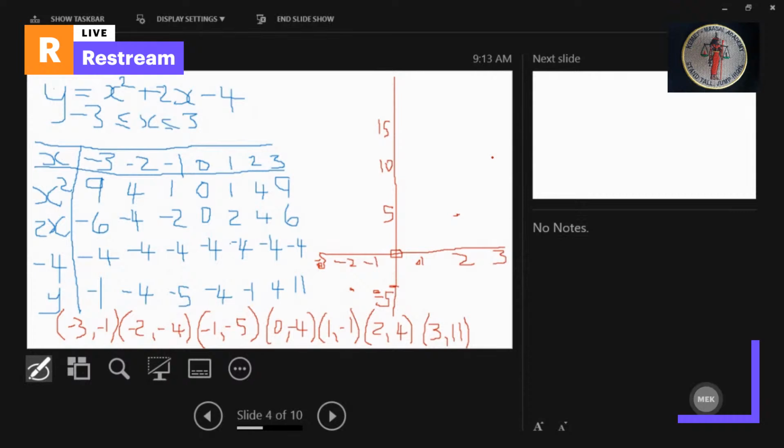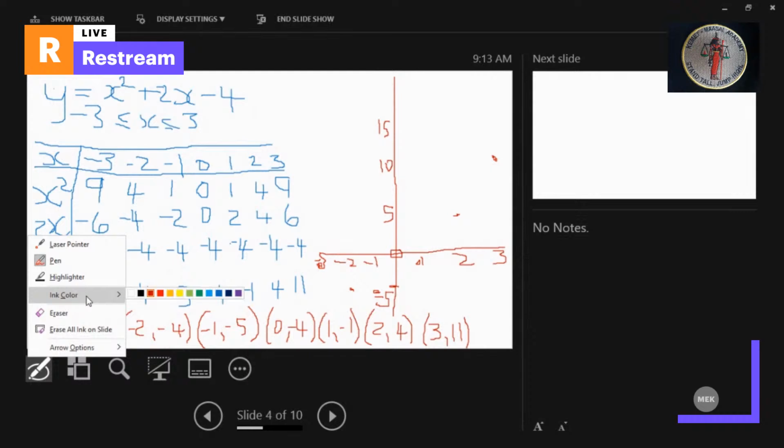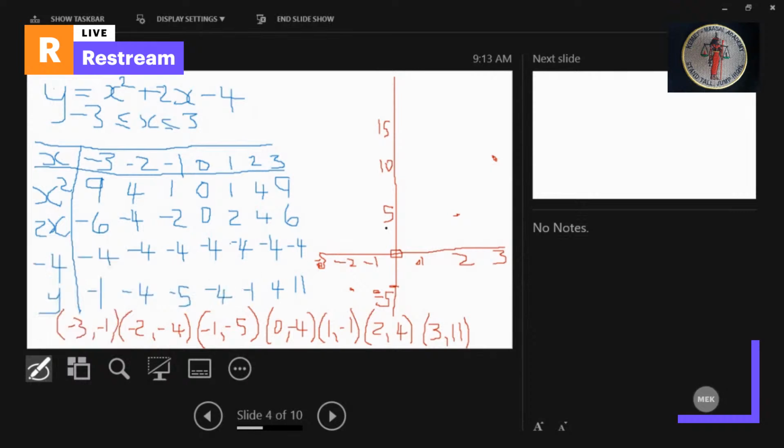I'm estimating, right? On your graph paper, you would have it accurate. Once you follow your scale properly, you won't have to estimate. So remember, it's a curve. I'm not going to use the ruler. I'm going to take my free hand and connect.